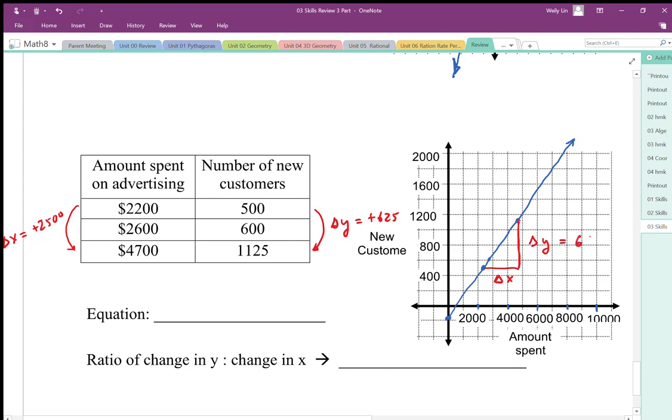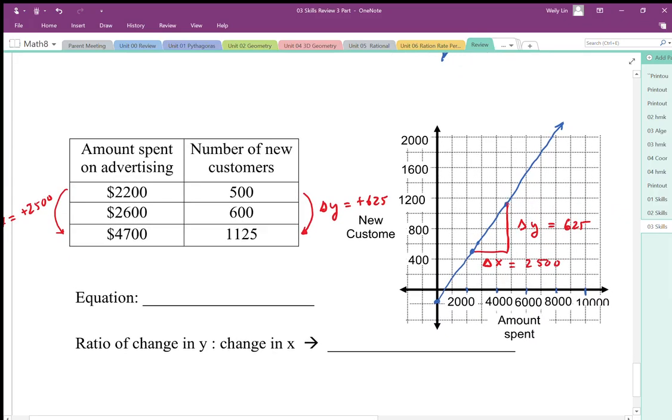So 625 over 2,500. Okay, and then when we divide these, this is the slope, so the change in y compared to the change in x, we end up with 625 compared to 2,500, and this ratio, when we simplify it, is 1 to 4. So for every four dollars spent, we get 1 customer. And we could also show this as a unit rate of 0.25.